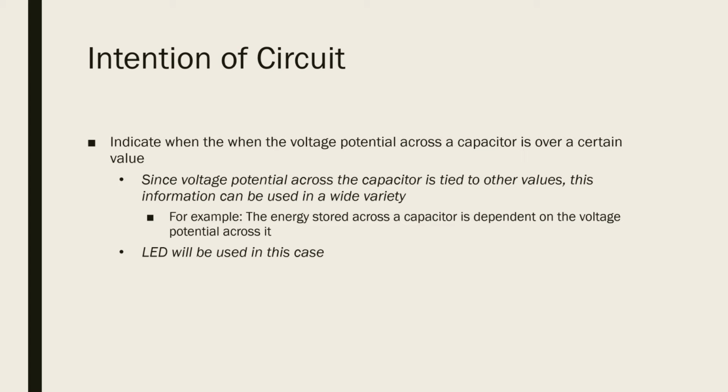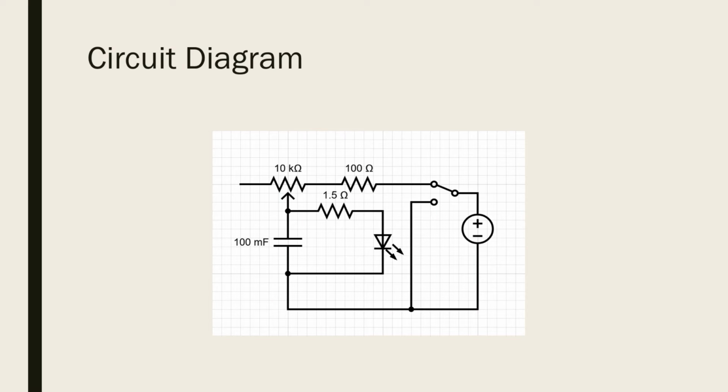But in this circuit, I will just be using an LED to indicate. So the circuit I came up with is the circuit that's on screen right now, and basically, on the right hand side we have a 4.5 volt voltage source, and then a single pole double throw switch, which has one of two settings.